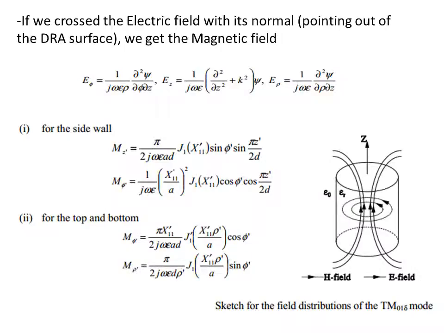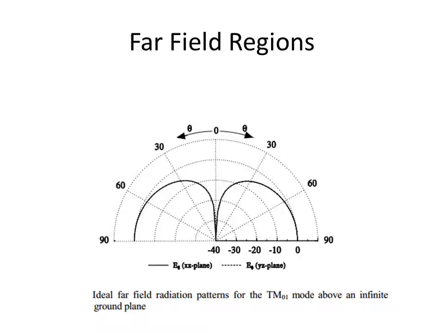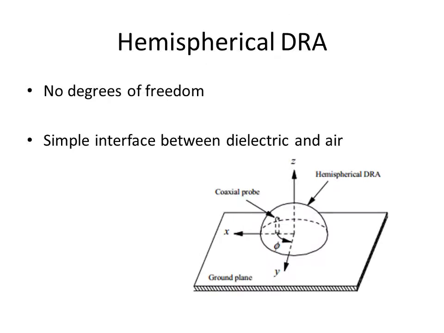Here are the magnetic and electric field equations for a cylindrical DRA. If we cross the electric field with its normal, pointing out of the DRA surface, we get the magnetic field. This picture is a diagram of an ideal far field radiation pattern of an infinite ground plane for the TM01.